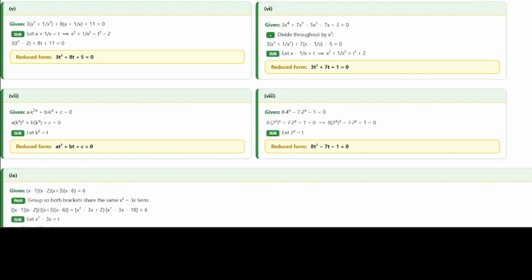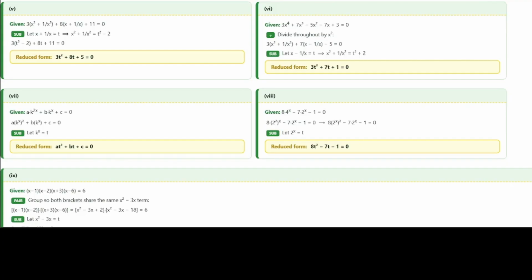For the sixth part, here we have 3x power 4 plus 7x power 3 minus 5x square minus 7x plus 3 is equal to 0. So we can divide this equation throughout by x square. That becomes 3 into x square plus 1 over x square plus 7 into x minus 1 over x minus 5 is equal to 0.